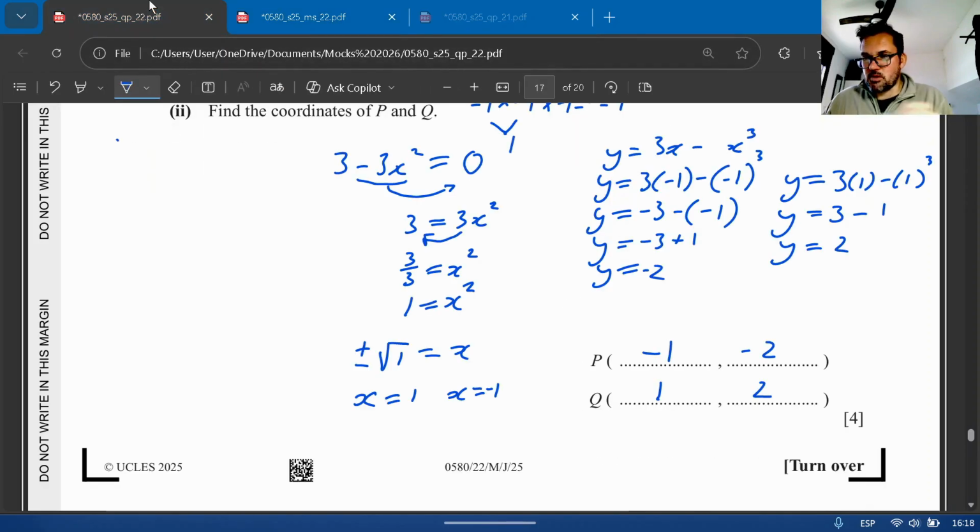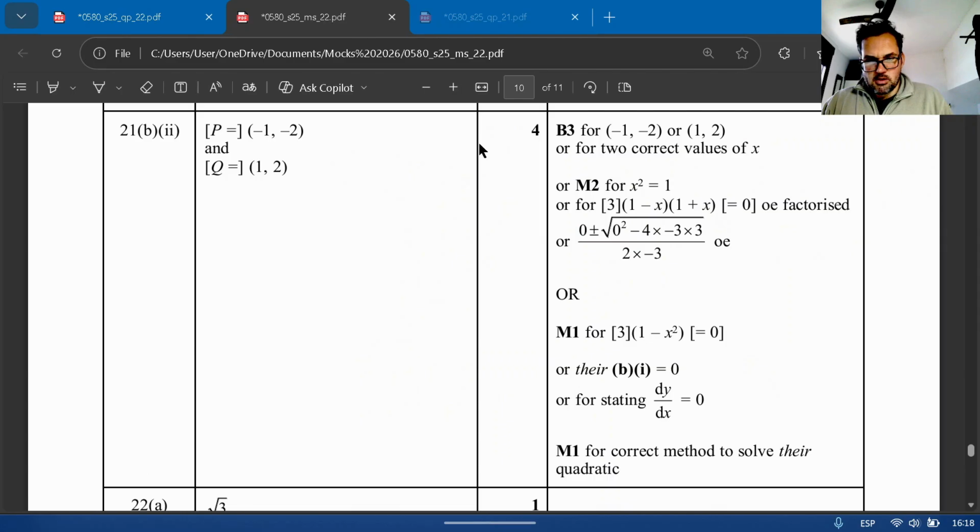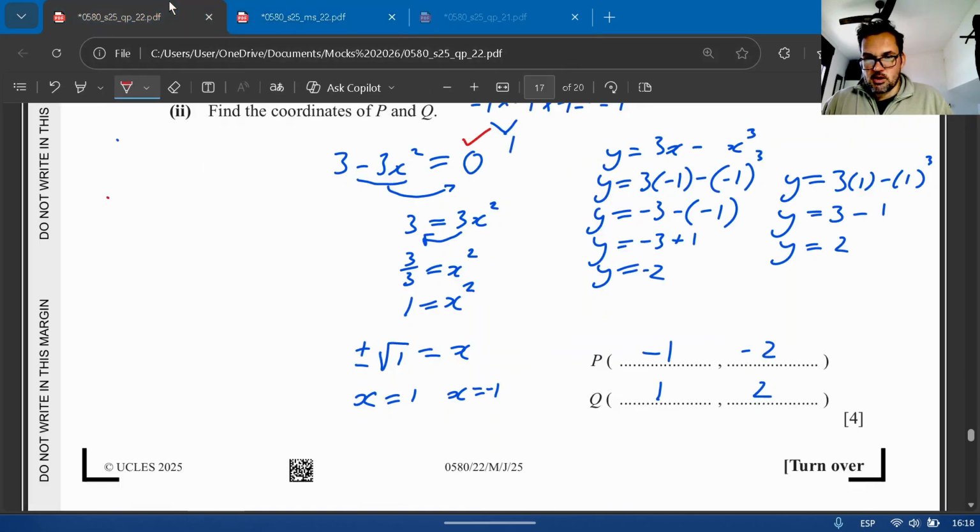So, to sum that up, the marks are given. Setting it equal to 0 gets you 1 mark. Calculating. Then manipulating by factorizing or whatever gives you 1 mark, and then 1 mark for each correct answer in the right order, in the right place, of course.